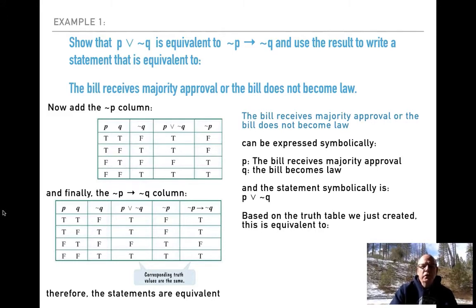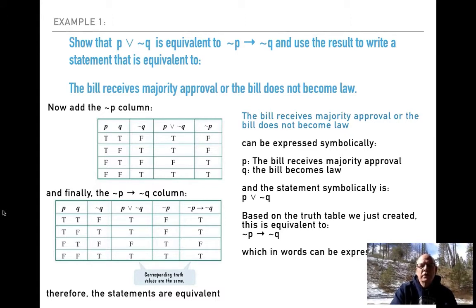Then, based on the truth table that we just created, this is equivalent to this statement. Not P implies not Q, right? We just did that with the truth table. So those are equivalent statements. Therefore, we can change the statement to be the same as this, and it's the equivalent statement.